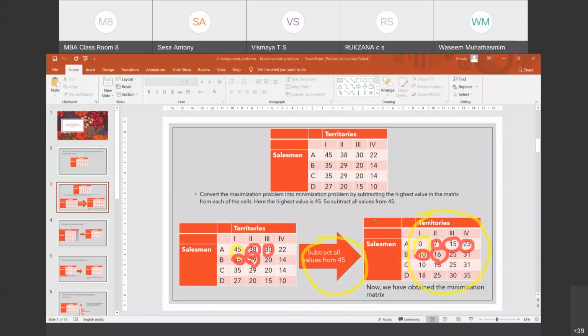What is this matrix? This is the maximization matrix. Is it clear? This is the maximization matrix. The other one is the minimization matrix. Now what will we do? We have to take the algorithm, perform phase 1 and phase 2.